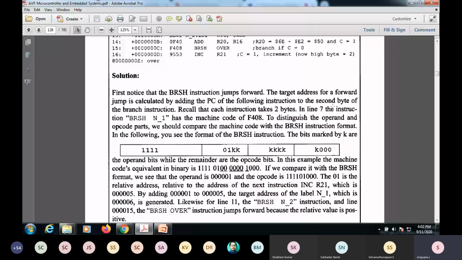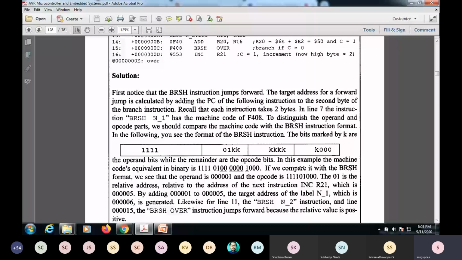To distinguish the operand and the opcode parts, we should compare the machine code with the instruction format. In the following, you can see the format for the instruction. The bits marked K are the operand bits, while the remainder are the opcode bits. If we compare it with the BRSH form, you see the operand is this and the opcode is this. The 01 is the relative address. So the relative address may be the same here. I think that is the reason.